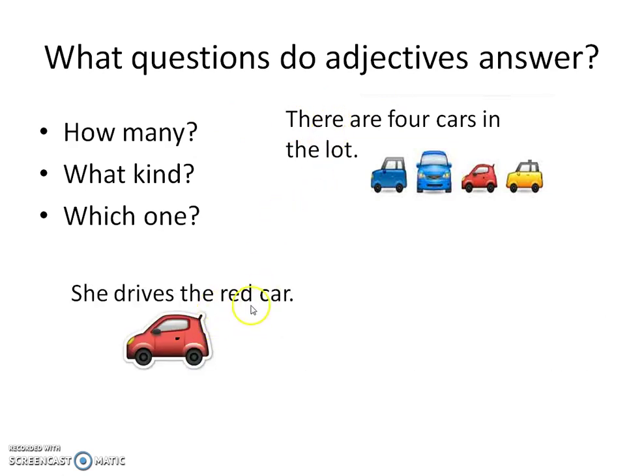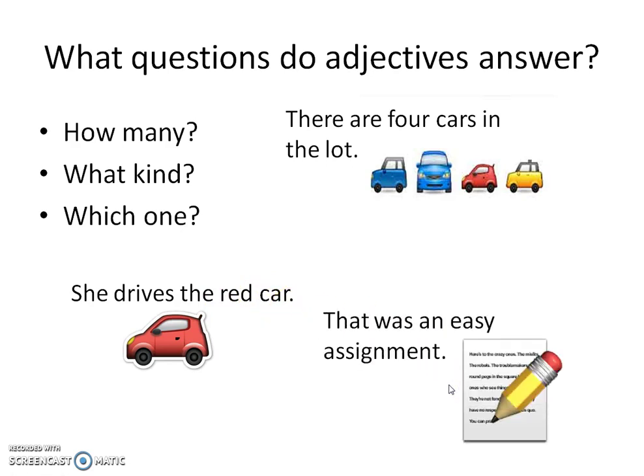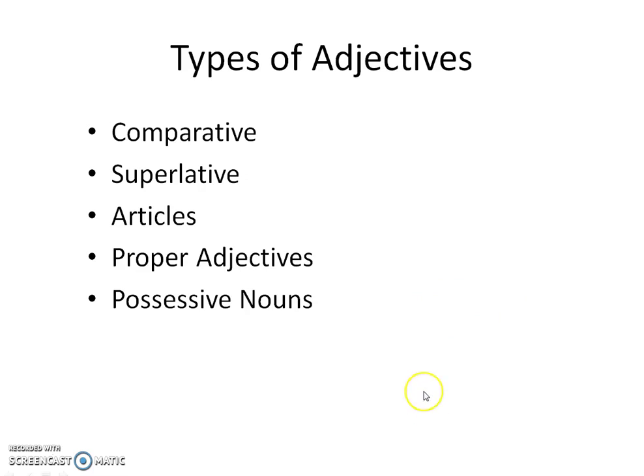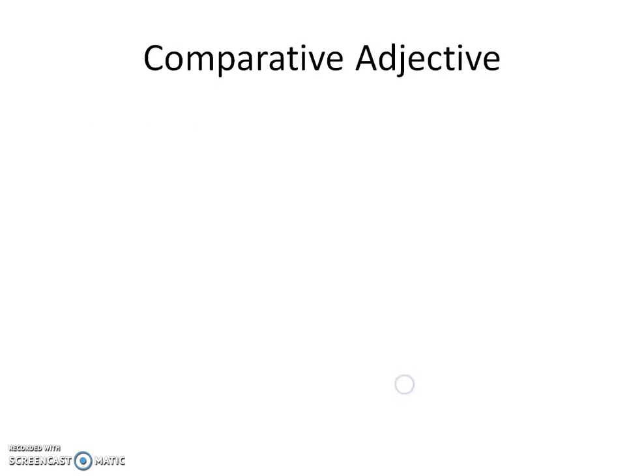She drives the red car. Which one? The red car. So red is the adjective, telling which one of the cars. And that was an easy assignment. What kind of assignment? An easy one. We're going to talk about 5 different types of adjectives. There's the comparative, superlative, articles, proper adjectives, and then the times that possessive nouns act as adjectives.